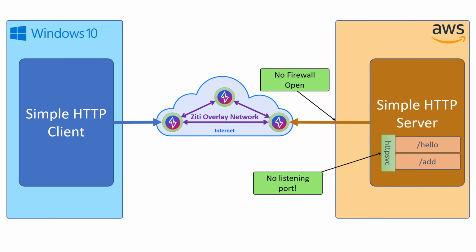Since this is simply a Zitified web server, we can take our server and actually deploy it literally anywhere. It doesn't matter. In this case, I'm going to choose Amazon because I have an Amazon server ready to go, but it could be any cloud provider. It could even be some other private endpoint. All I need is external internet access. I need that Ziti overlay network.